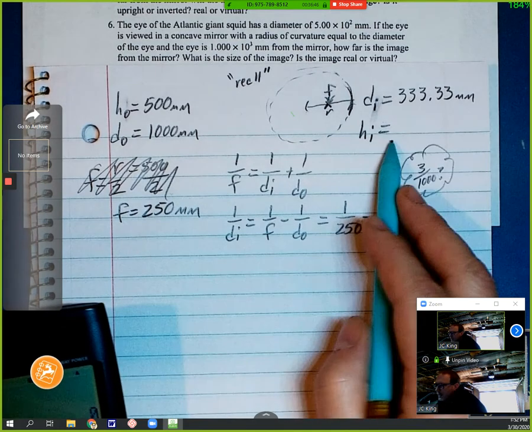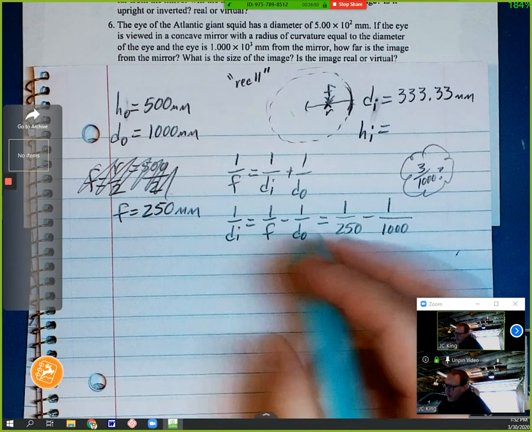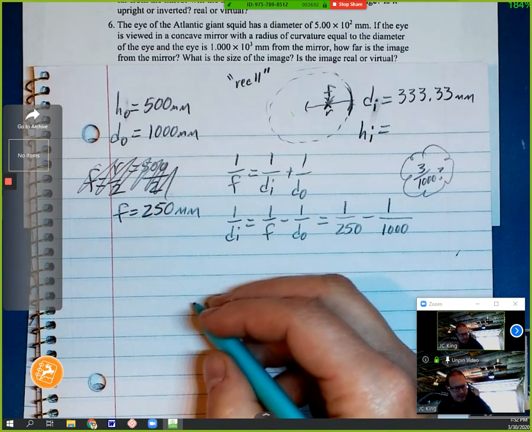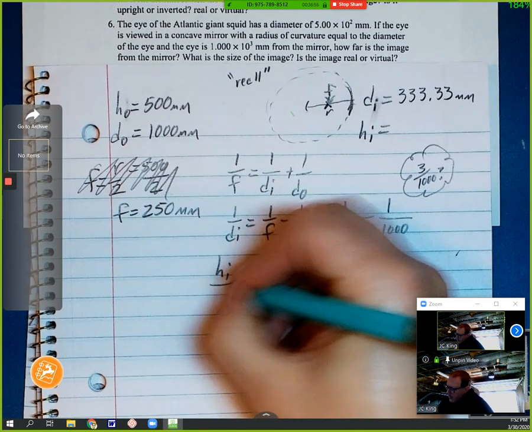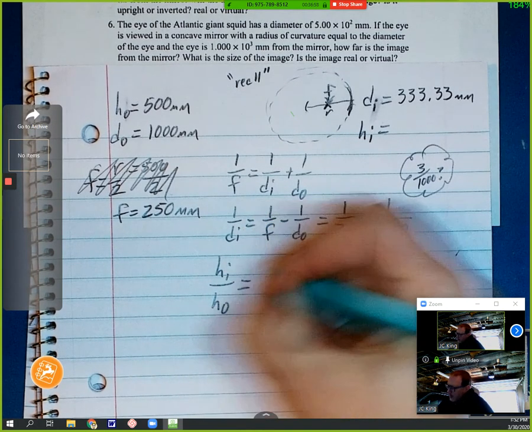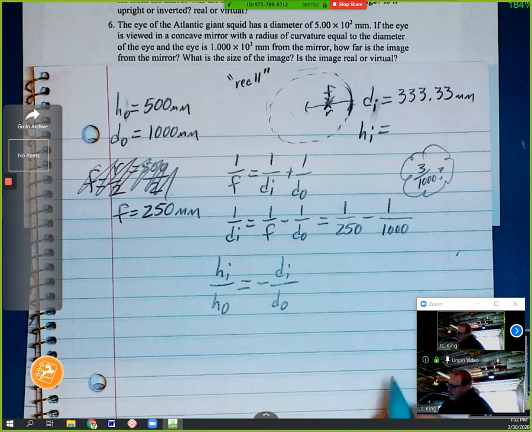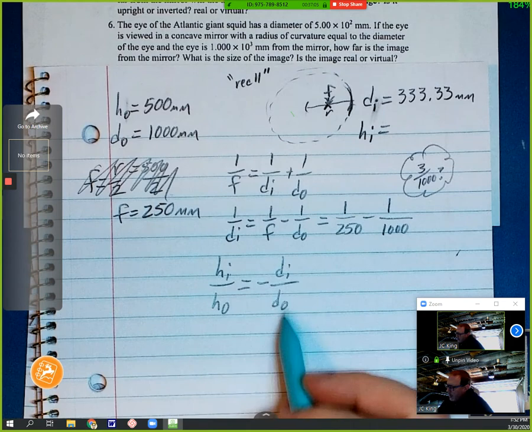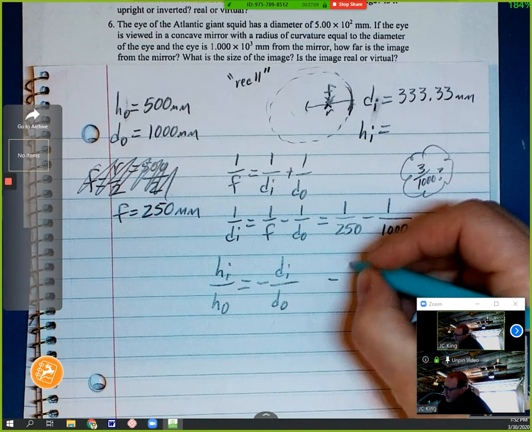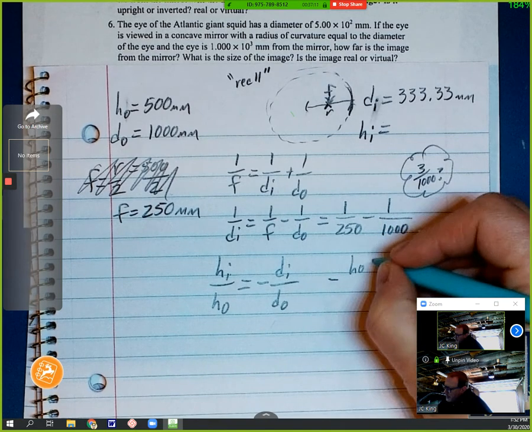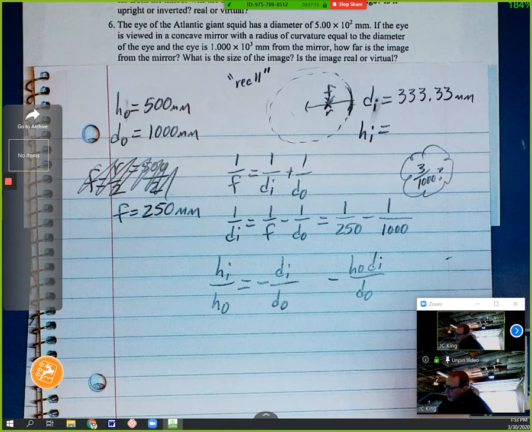So we've got DI. Now let's go find our HI. And we can do what we did a while ago where we've got HI over HO equals negative DI over DO. Again, we're looking for HI, so we can do our cross multiply and divide thing again, which is negative of HO times DI over DO.